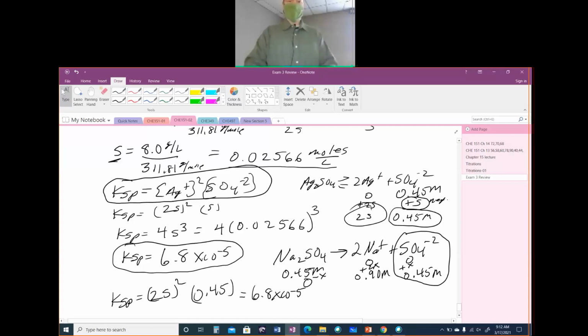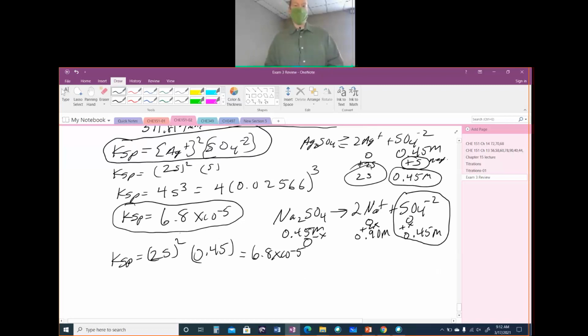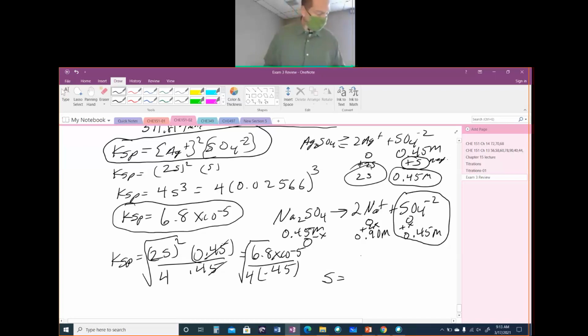We solve for that. All right, so to solve this one, you have to divide both sides by 0.45. That gets rid of your 0.45. And then, of course, 2S squared, you would have to divide by 2 squared, or 4. You have to divide both sides by 4, and then you would take the square root. And when you do that, you get a solubility of 0.0061.